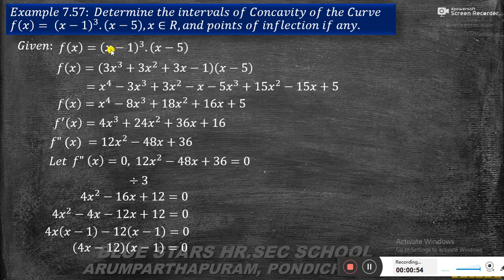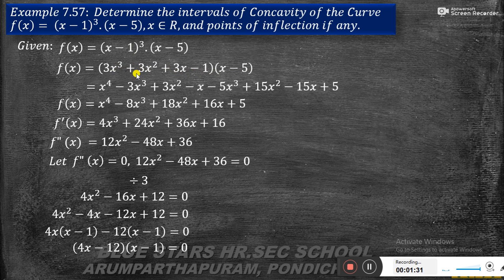So now I expand this. (x minus 1) whole cube: first a cube means x cube. Here only x cube will come, 3 will not come. Minus 3a square, that is minus 3x square, plus 3ab square, b square is 1, so plus 3x, minus b cube, here b is 1, so minus 1, into (x minus 5). So x cube minus 3x square plus 3x minus 1 into (x minus 5).